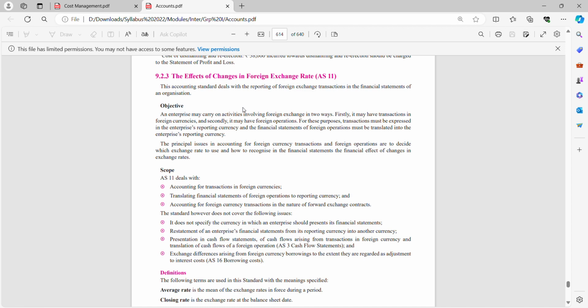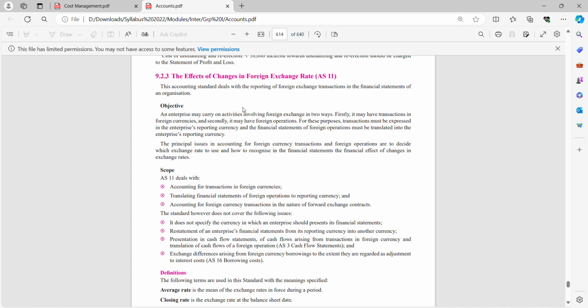The principal issues in accounting for foreign currency transactions and foreign operations are to decide which exchange rate to use and how to recognize in the financial statements the financial effect of changes in exchange rates. So, which rate to use, what to do, how to convert, all these things we study here.